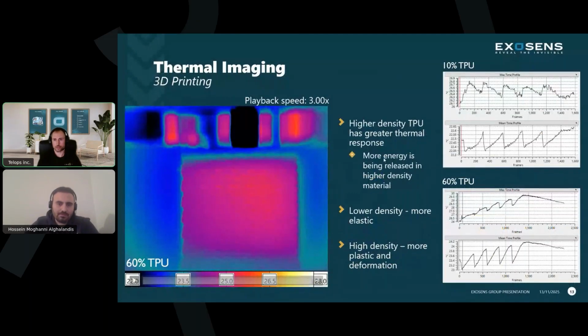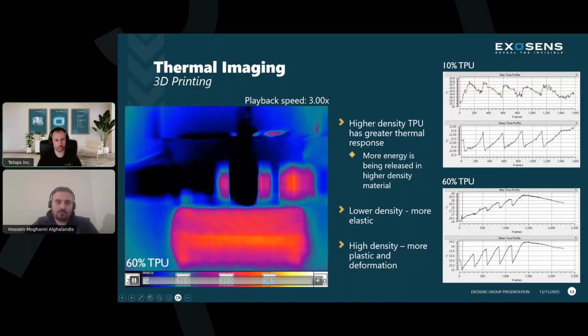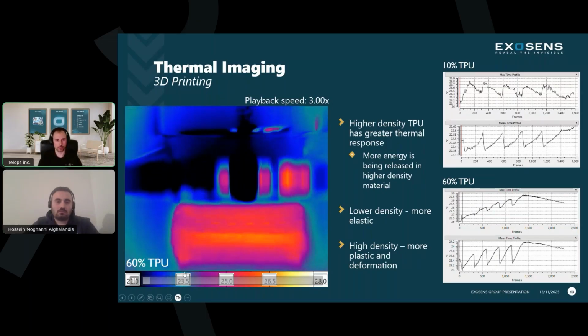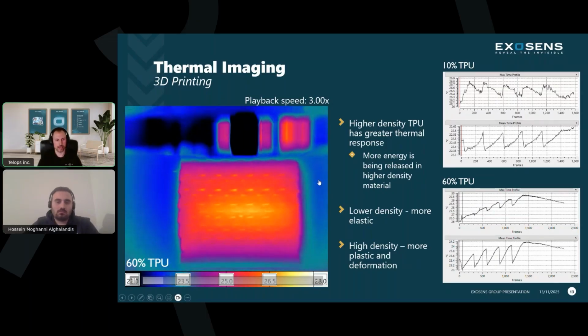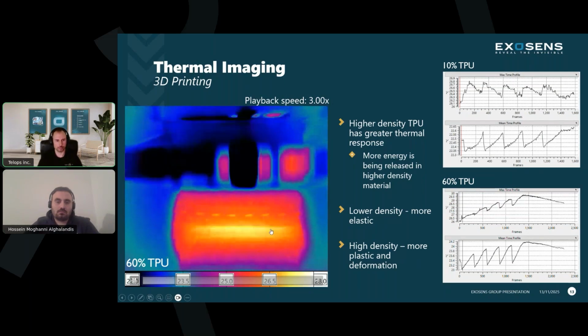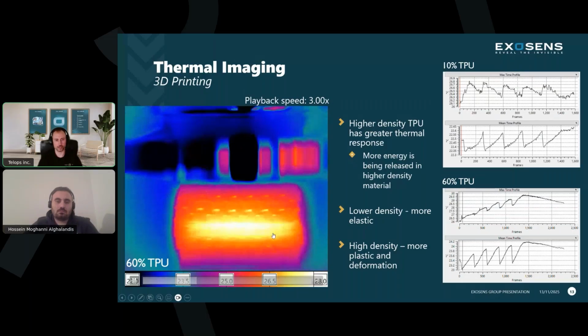This was another test that was done where they measured 3D printed material with different percentages of polyurethane and looked at the thermal response of that. This is an example with the highest, at 60% polyurethane in the material. And as it's being compressed, we can see that there's an increase in the temperature. We see an increase in that thermal response as it continues on.